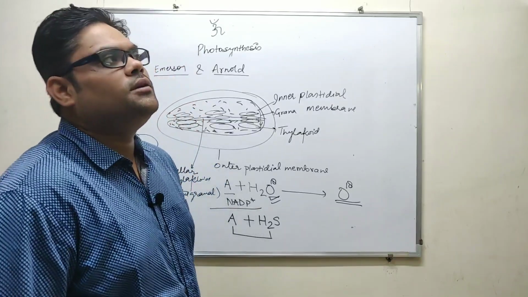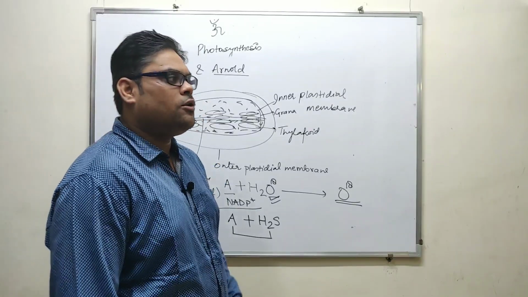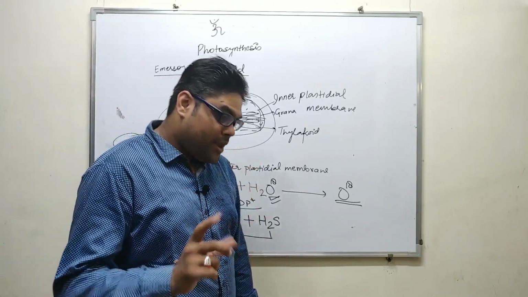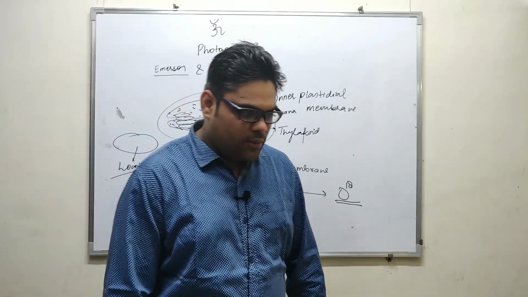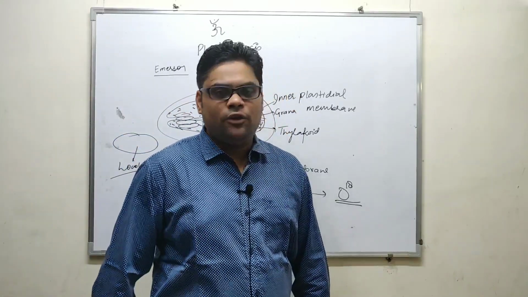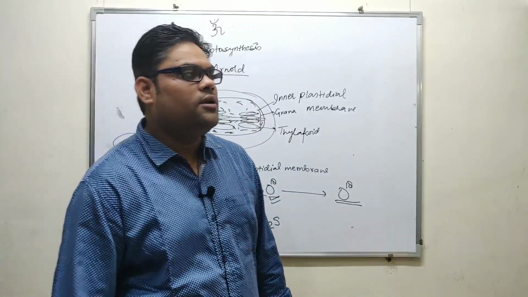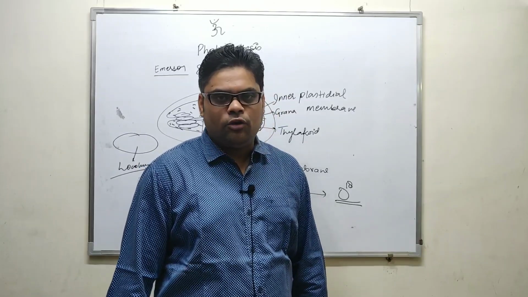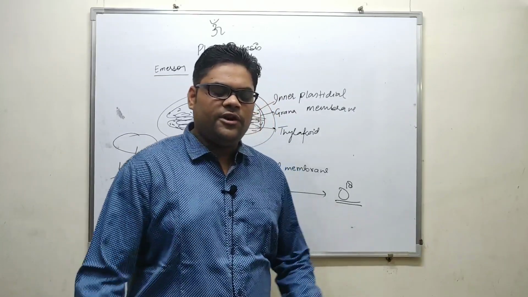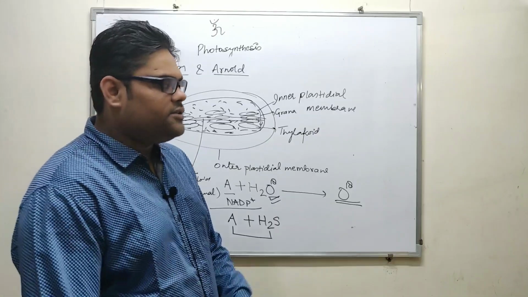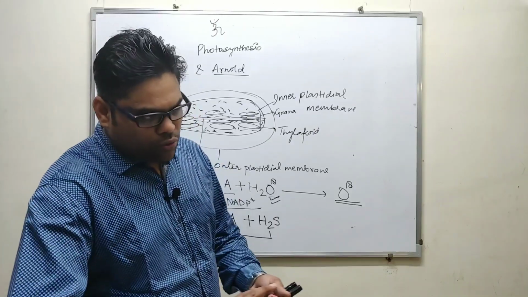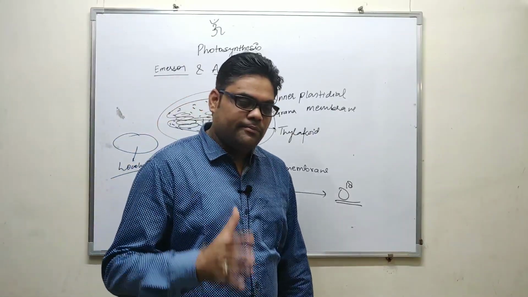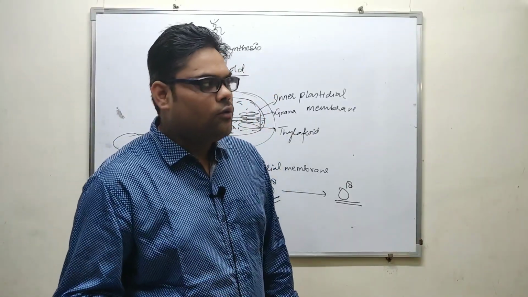So chlorophyll A has a different formula, chlorophyll B has a different formula. The main difference between chlorophyll A and chlorophyll B is that chlorophyll A has a methyl group on the third pyrrole ring carbon, and chlorophyll B has an aldehyde group on the third pyrrole ring carbon. So we have structural differences as well. Now coming to the percentage, chlorophyll A is maximally found.